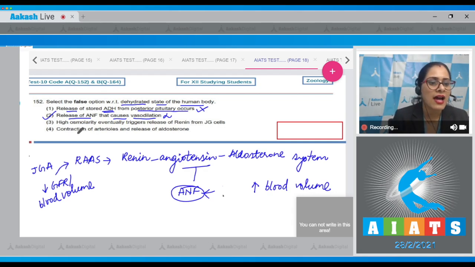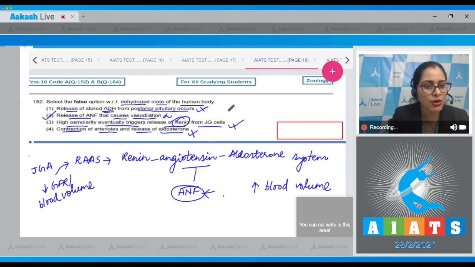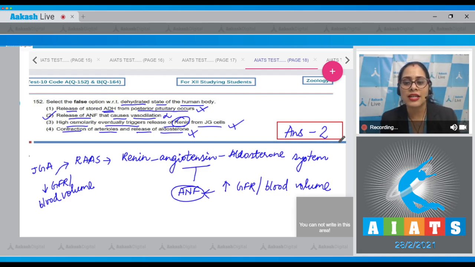Third statement says high osmolarity eventually triggers release of renin from JG cells, is a correct statement, because when there is low GFR or blood volume, JG cell releases renin hormone. The last statement is contraction of arterioles and release of aldosterone is also a correct statement, so cannot be a correct answer, because during this dehydrated state of human body there would be contraction of arterioles and release of aldosterone. So the correct answer to this question is option number 2. Let's move on to the next question.